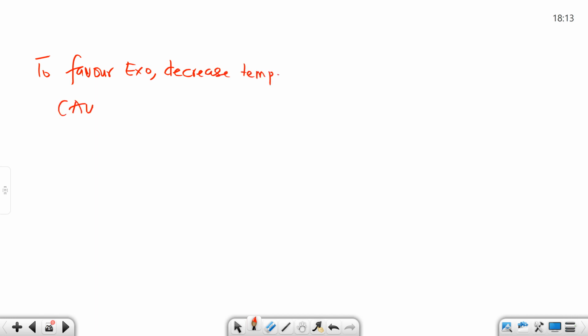Lovely. Caution. Don't decrease below activation energy. Yes, you are decreasing to favor. But once it goes below activation energy, what happens? There's no reaction. Activation energy is the minimum energy required for a reaction to take place. When you want to favor the exo, you keep decreasing, but you are not watchful of the activation energy. Once you go below activation energy, there's no reaction.